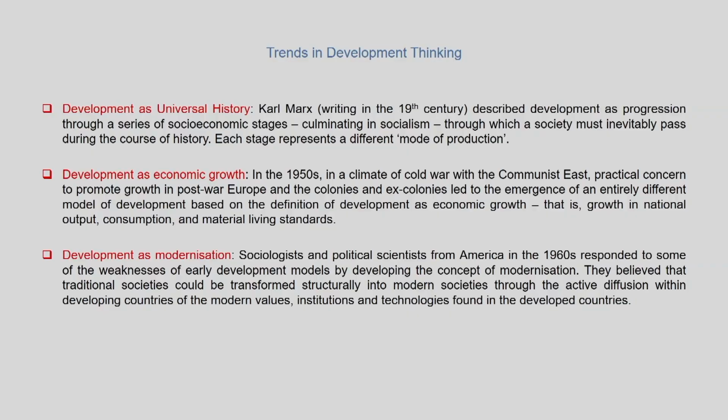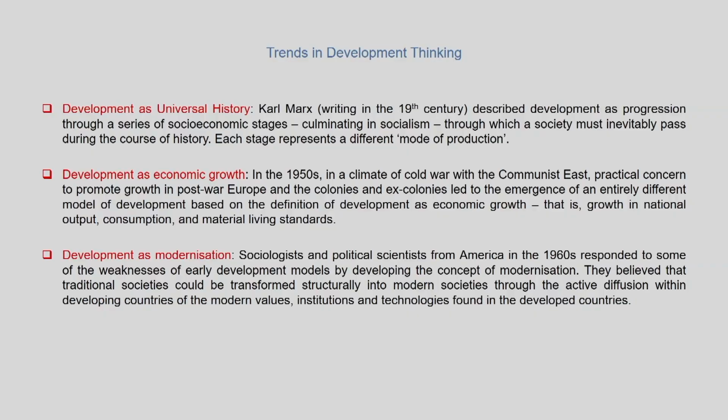they highlighted some of the major weaknesses of these early development models. What they believed was that traditional societies could be transformed structurally into modern societies. In the economic growth and development models, when we talk about the traditional sector and the modern sector, we are mostly referring to the agricultural sector and the industrial sector, the movement of labor force away from the agricultural sector to the industrial sector. However, the sociologists and political scientists focusing on development as modernization believed that traditional societies could be transformed structurally into modern societies through active diffusion within developing countries of modern values, institutions and technologies found in the developed countries.